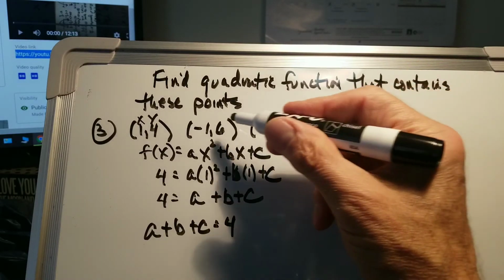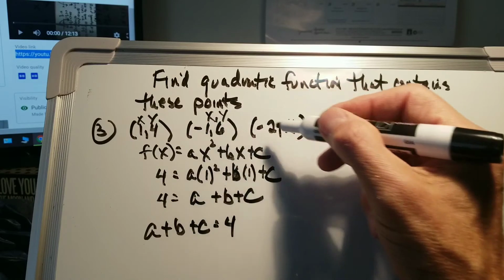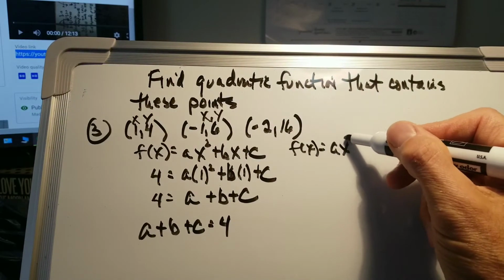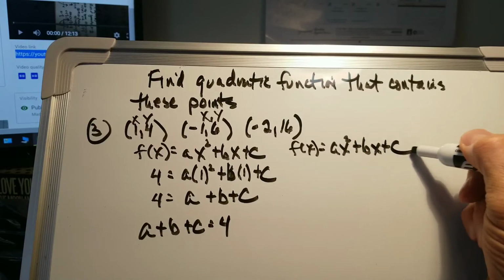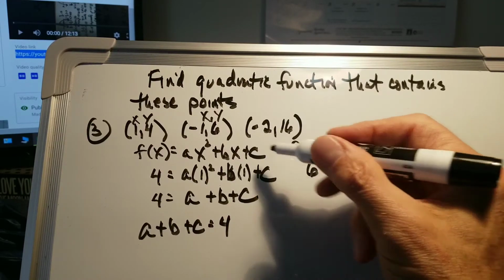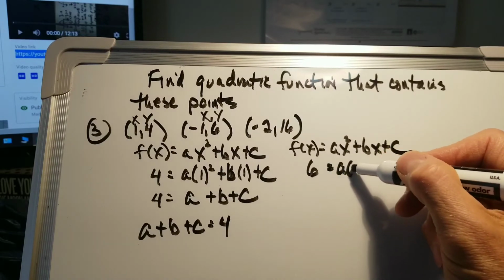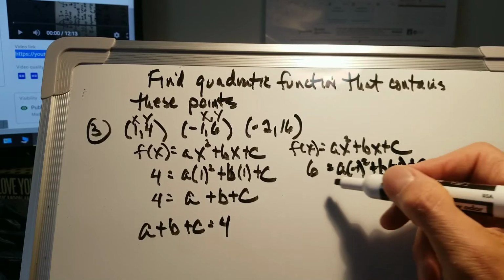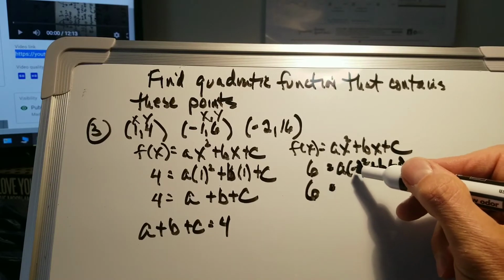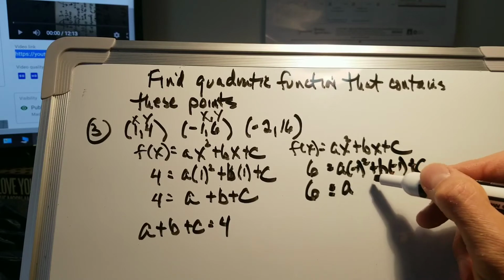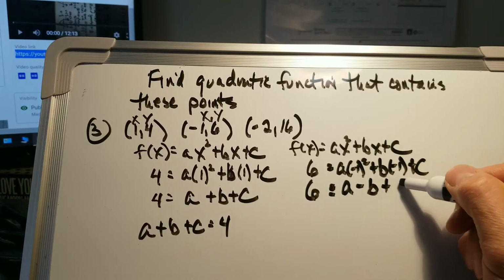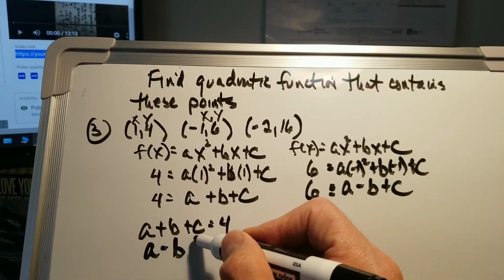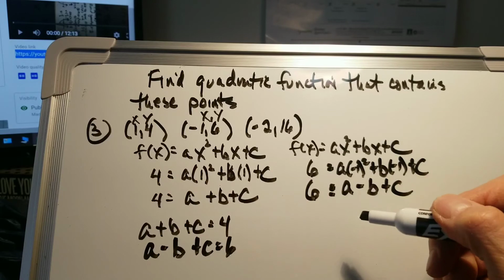Okay, take the second one, negative 1 and 6. Same thing, f of x equals ax squared plus bx plus c. So you got 6, which is y, is equal to a times negative 1 squared plus b times negative 1 plus c. So 6 is equal to, negative 1 squared is 1, so that's a minus b plus c. So we now have our second formula. A minus b plus c is equal to 6.